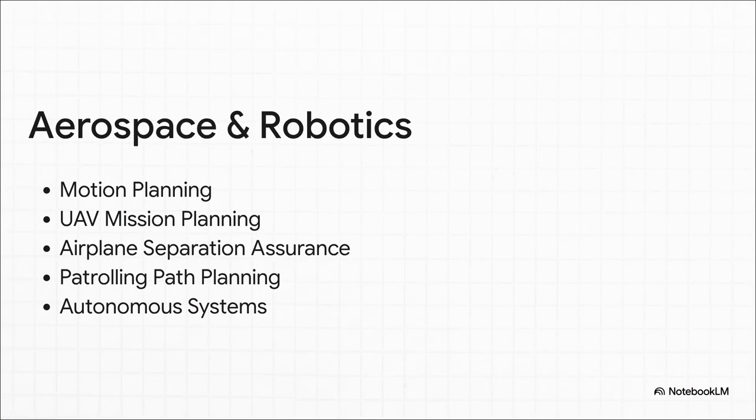Let's start with aerospace and robotics, where the stakes couldn't be higher. We're talking about planning out complex missions for drones, making sure autonomous robots don't crash into each other in a warehouse, and even designing the systems that keep airplanes a safe distance apart in the sky. All of that relies on this kind of formal logic.